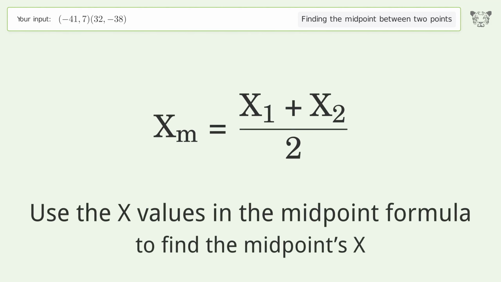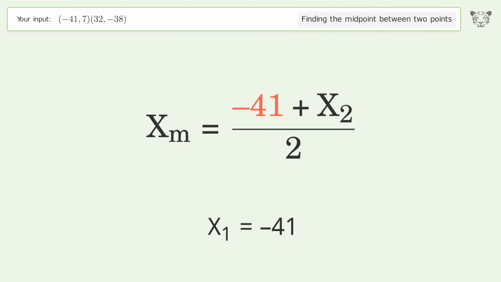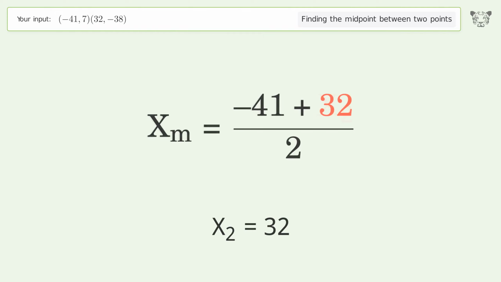Use the x values in the midpoint formula to find the midpoint's x. x1 equals -41. x2 equals 32. Simplify the arithmetic.